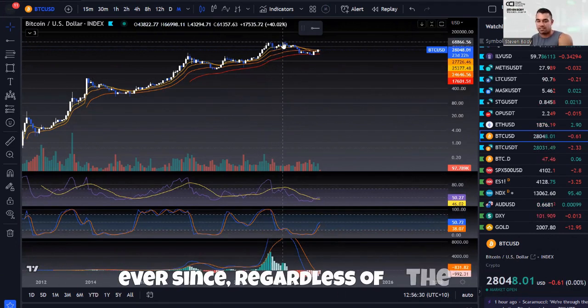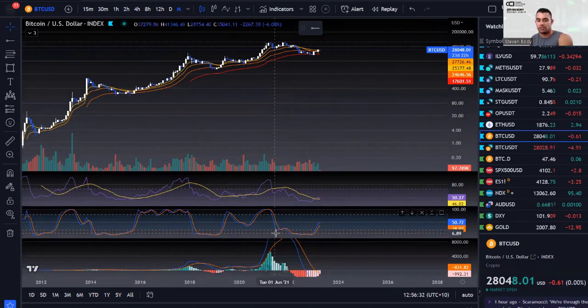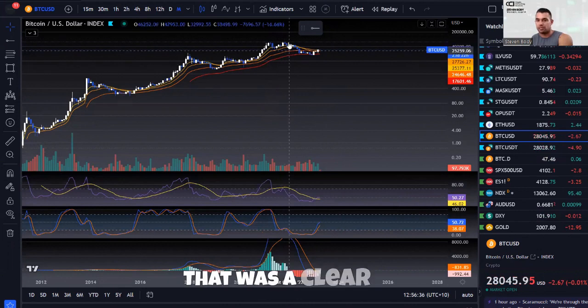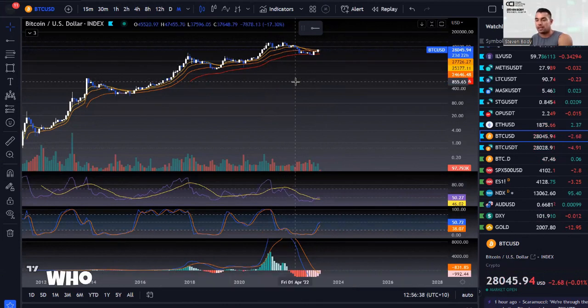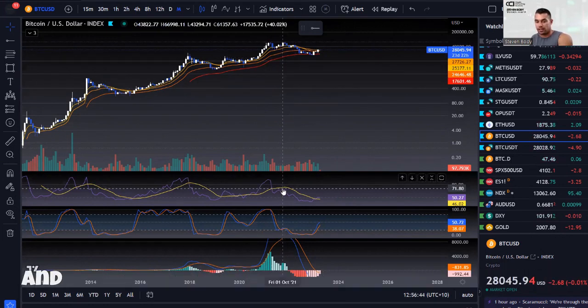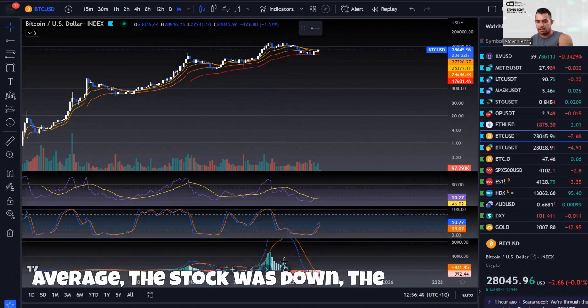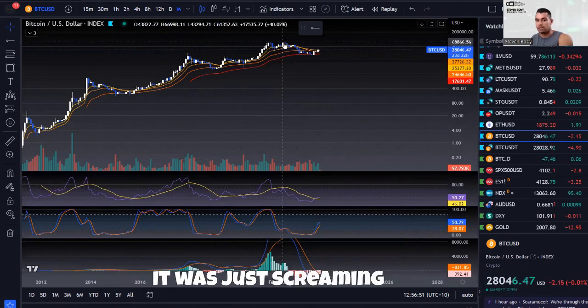Regardless of the 70K double top, there were indications here of divergences the whole time with those tops. That was a clear exit signal from a technical perspective. Who cares about fractals and institutions, and we're going to $1 million? It was the sell signal from a technical standpoint, and right there where it bounced off that moving average, the stock was down, the MACD was down. It was just screaming sell.